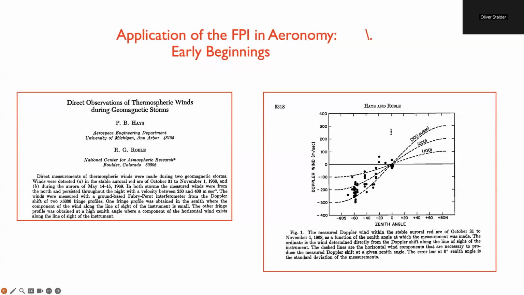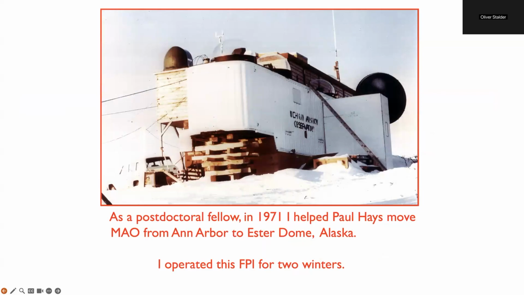So as a result of that, Paul Hays decided to take the trailer that represented the home for the Fabry-Pérot and the instrument itself up to Alaska, where it was installed at the location known as Ski Hill, overlooking the town of Fairbanks, Alaska. I helped him do all this, and then I operated this trailer for 2 winters. And I tell you, it was really very cold in those days, minus 40, minus 50. That's quite an experience for someone that grew up in the South.